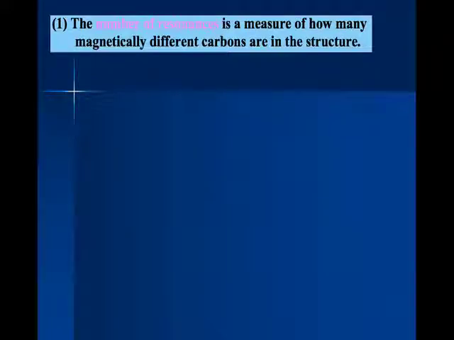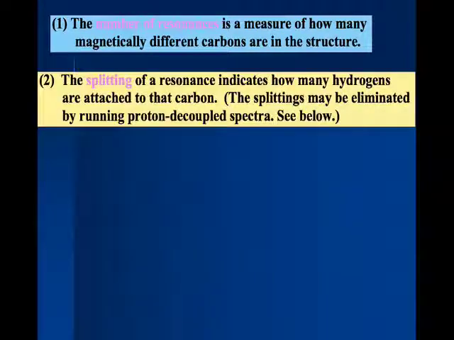The cool thing about carbon-13 NMR spectroscopy is that you really don't have to worry about splitting too much, and I'll tell you why that is in just a moment. The number of resonances will give you an idea of how many unique carbon atoms the structure has. So you can sit there and count, hey, there are 6 unique carbons in that structure. Does that mean that there are only 6 carbon atoms in the structure? No, it just means that there are 6 unique carbon atoms in the structure.